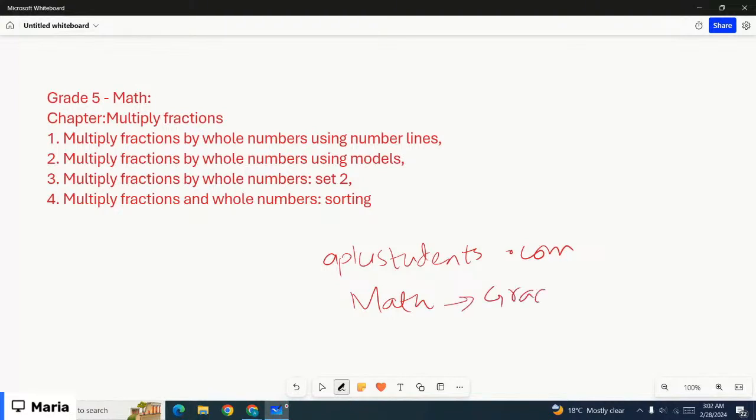Scroll down to grade 5 and then click on view all lessons. There you can find a list of the chapters. We're going to start with the chapter multiply fractions, and the lessons we're going to cover today are multiply fractions by whole numbers using number lines, multiply fractions by whole numbers using models, multiply fractions by whole numbers set 2, and multiply fractions and whole numbers sorting, right?